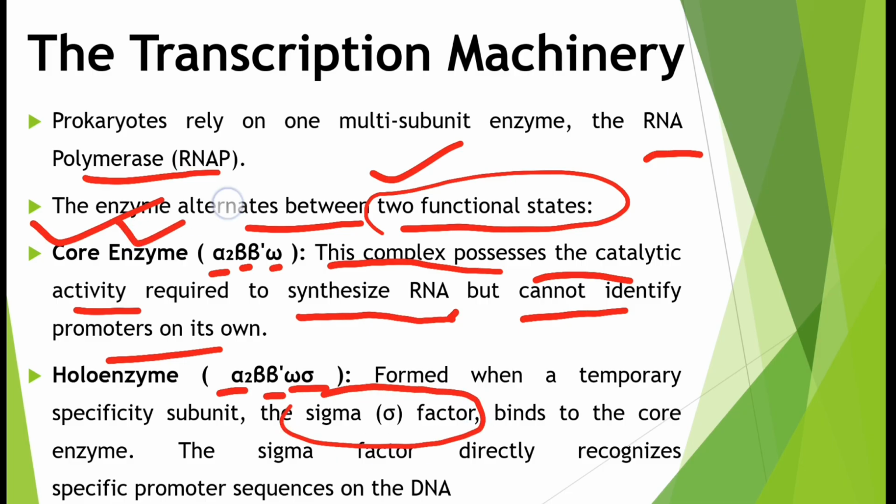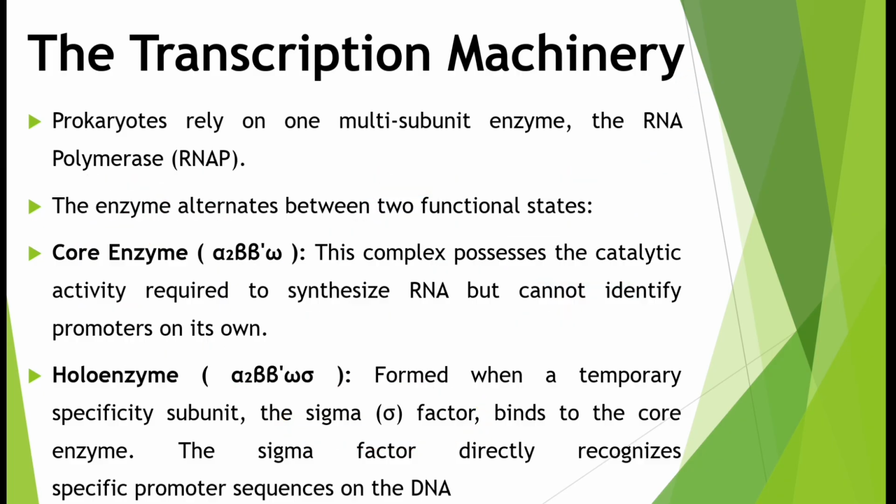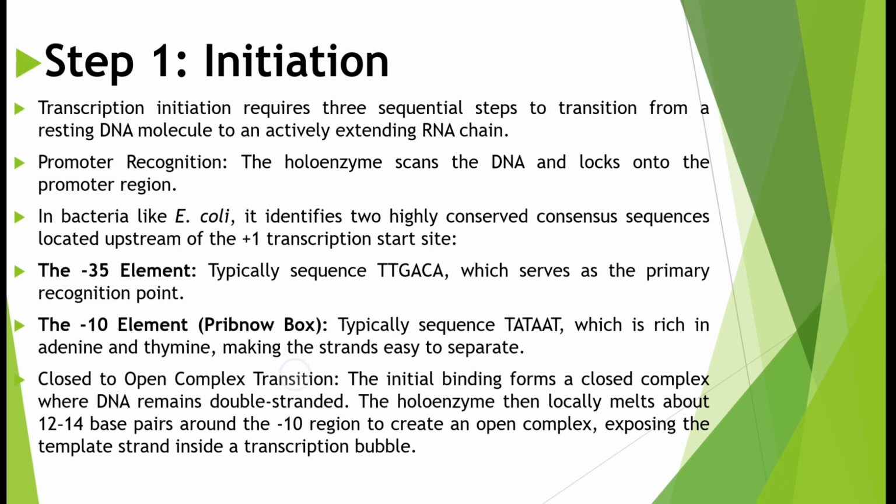Sigma factor along with the core enzyme is required for identification of the promoter. So the holoenzyme is formed when a temporary specificity subunit, the sigma factor, binds with the core enzyme. The sigma factor directly recognizes the promoter sequence on the DNA. So these are the different subunits of RNA polymerase which are required during the transcription process. Now what are the steps? The whole process of transcription is divided into three steps: step 1 initiation, then elongation, then termination.